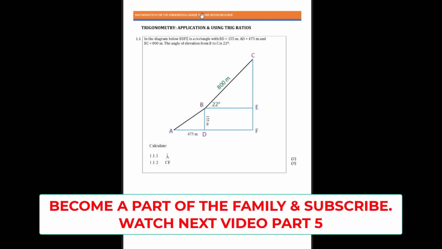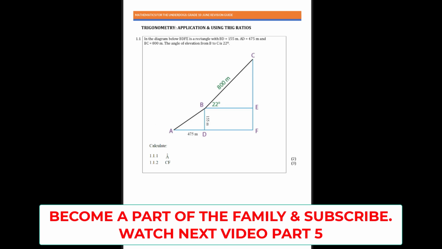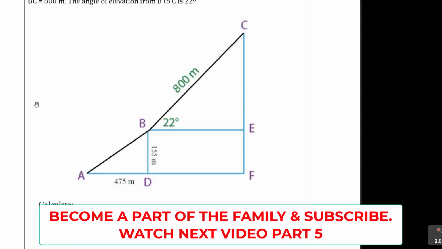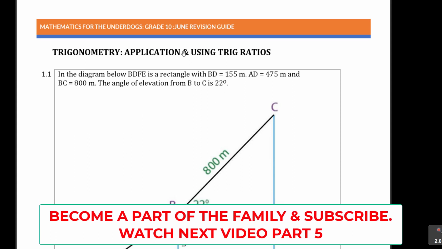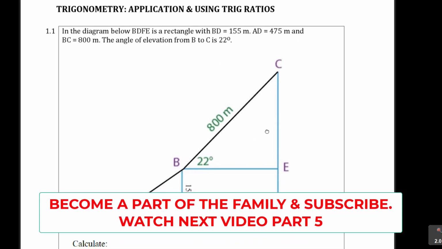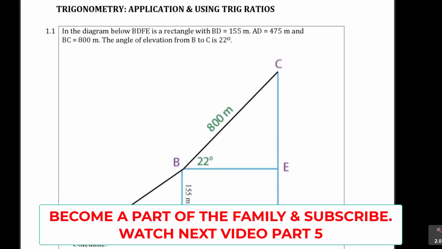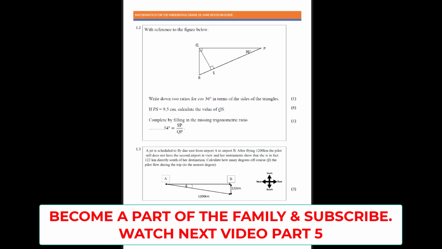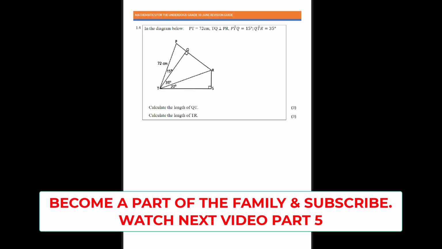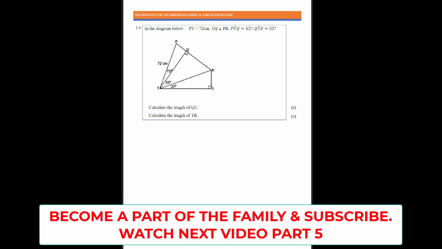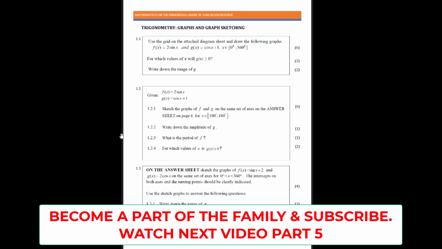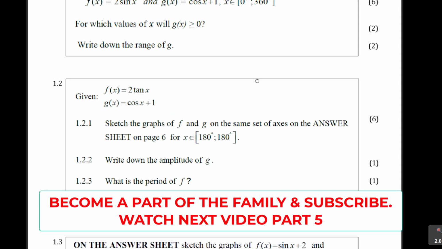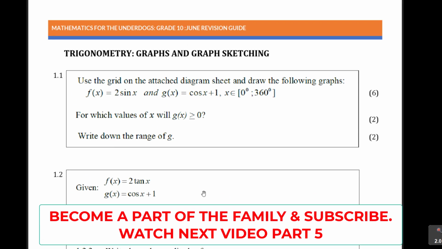This is the second part, and then move on to a most important one where it comes to trig applications and trig ratios, where you're solving the angles of elevation and depression. Look at this. I'm bringing you all this, how you can solve such questions. All this is to make sure that you prepare thoroughly. And then lastly, I'm going to show you the graph sketching, how to sketch the graphs.